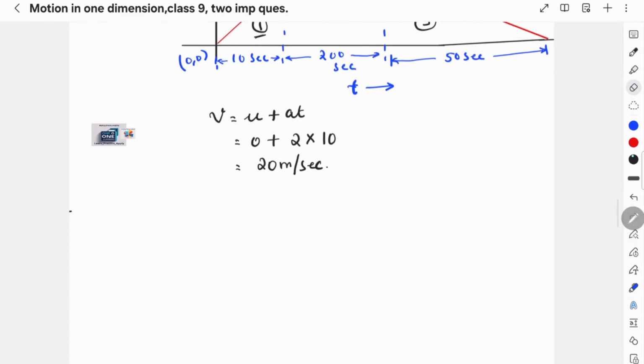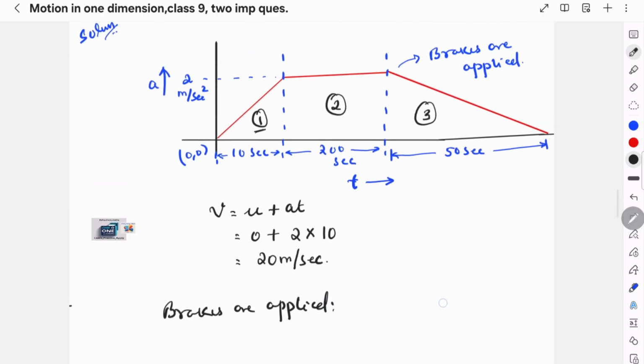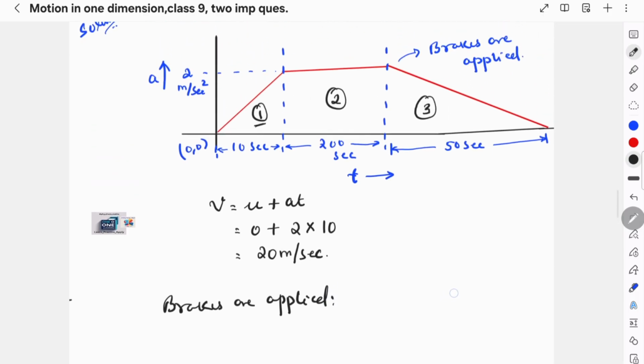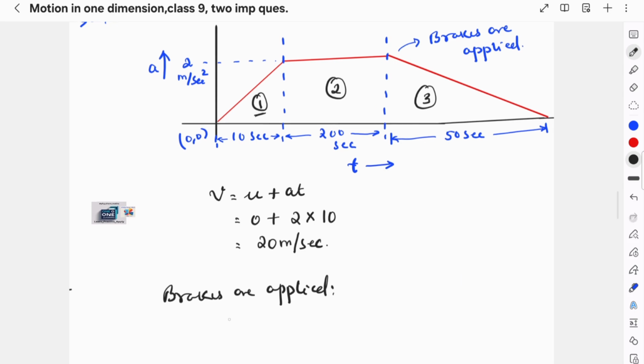We will see the brakes are being applied. So when the brakes are applied, what was the condition? When the brakes were applied, the train was moving at a speed of 20 meters per second. So u is 20 meters per second and the final velocity is 0 because the train comes to rest.